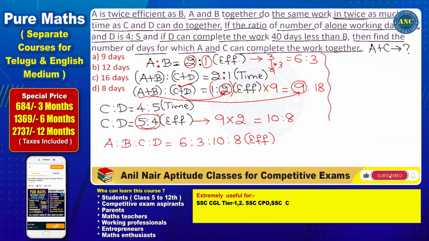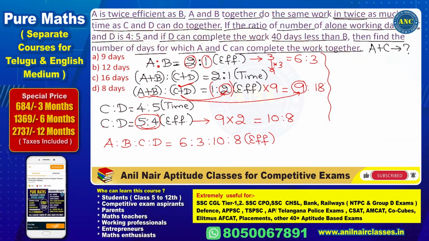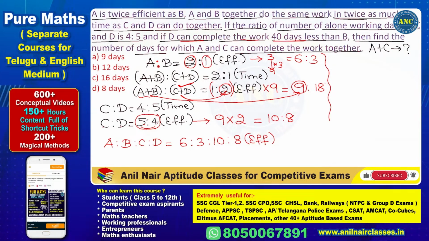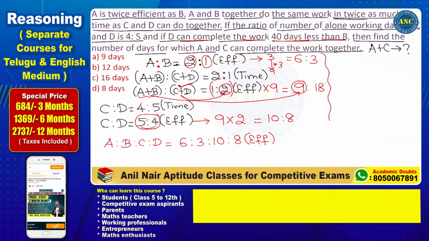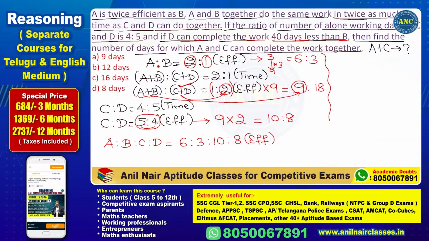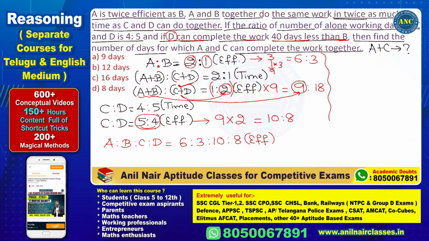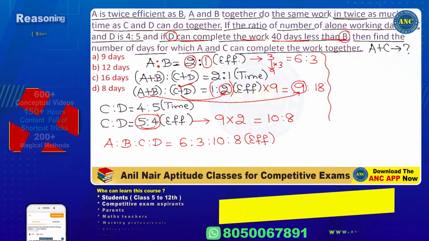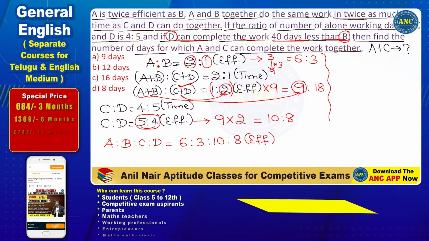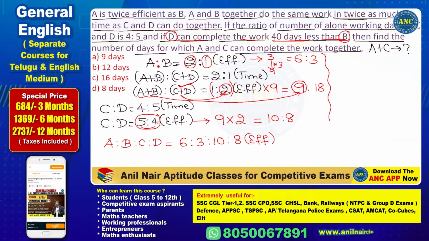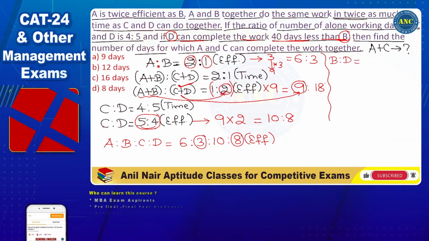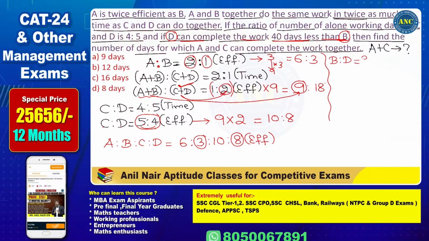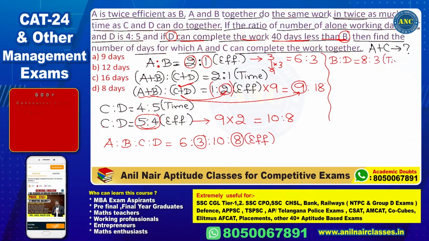So basically I can think like this, sir. It's given that D can complete the work 40 days less than B, right? Now see here, they are comparing D and B, but they are comparing in terms of days. That means they are comparing in terms of time, right? But for B and D, we have efficiency. So B to D efficiency ratio is 3:8. Time ratio will be 8:3. I hope you are understanding.